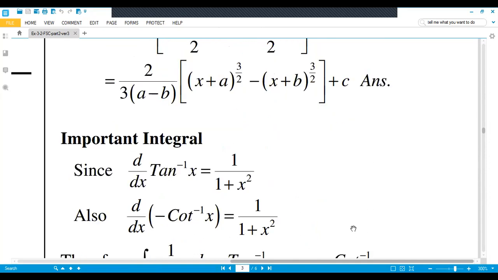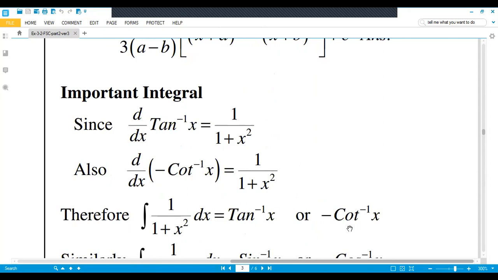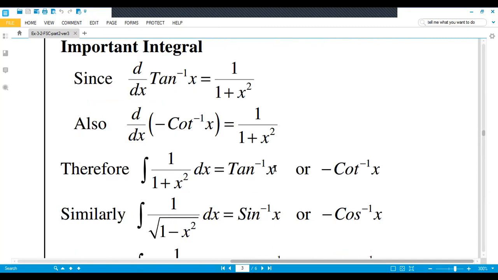Now, before starting the next question, here you have again some important integrals. When you have tan inverse x, its derivative, you know, is 1 over 1 plus x square, and the antiderivative of 1 over 1 plus x square is tan inverse x. Because integration is the inverse process of derivative, the derivative of tan inverse of x is 1 over 1 plus x square, and the integration of 1 over 1 plus x square is equal to tan inverse x or minus cotangent inverse x.